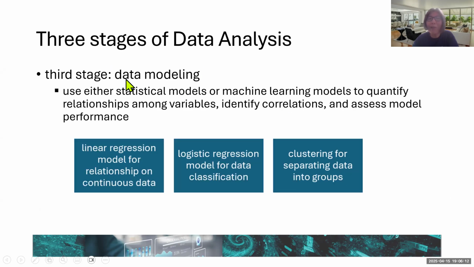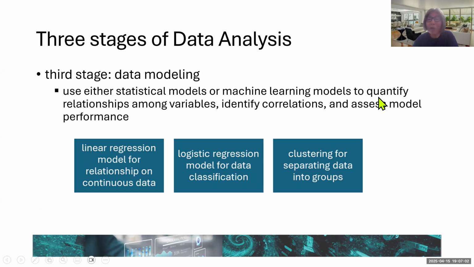And the third stage is data modeling. Data modeling, we discussed in chapter 7, and we discussed two approaches. In chapter 7, we just gave a very, very basic introduction, because data modeling itself covers a lot of different areas and fields of knowledge. We discussed both statistical models and machine learning models, and both approach from different perspectives.